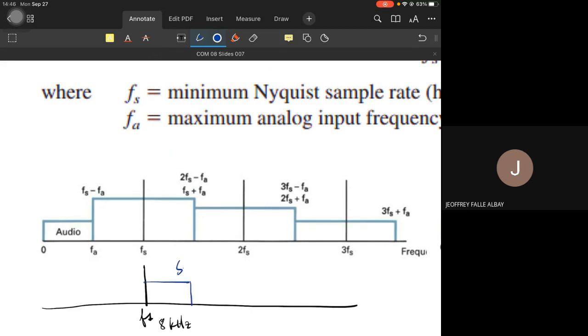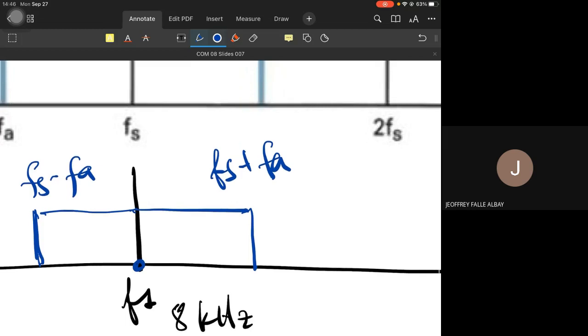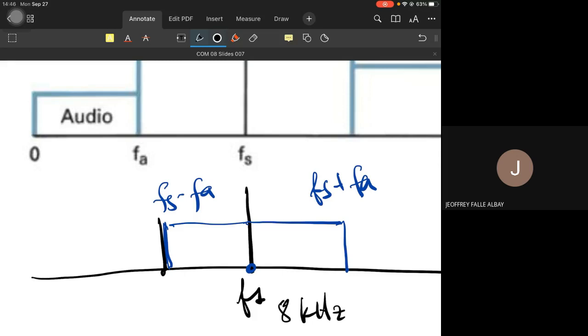This is Fs plus Fa. The lower limit frequency is Fs minus Fa, which is this one right here. So notice earlier that this is the 8 kilohertz mark. Consequently, the 4 kilohertz is here, right?